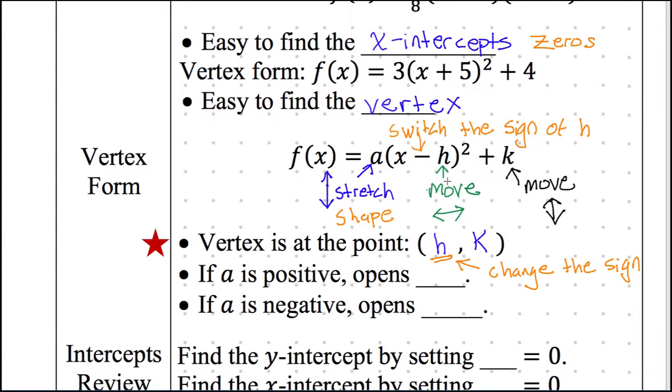Okay, next part. A. If it's positive, if it's negative, how do we say that? It opens up and opens down. Write it down. If it's positive, it opens up. If it's negative, opens down.